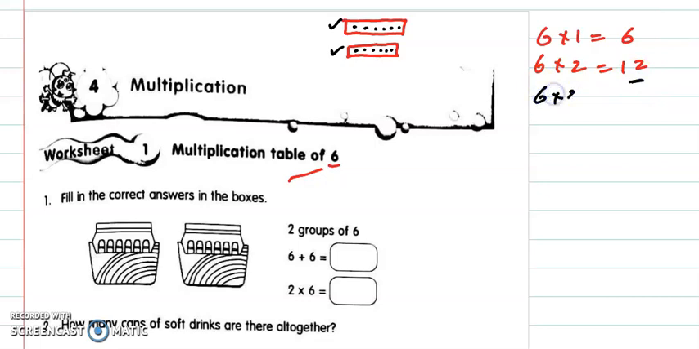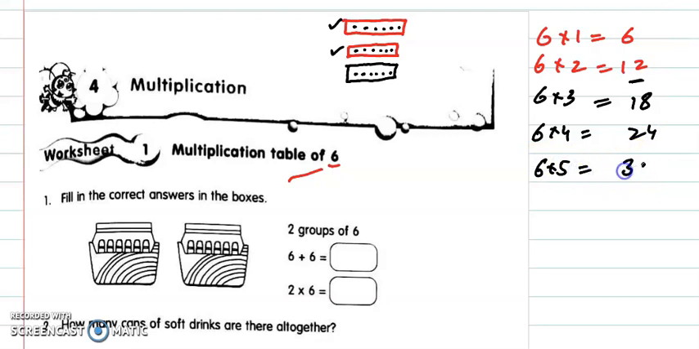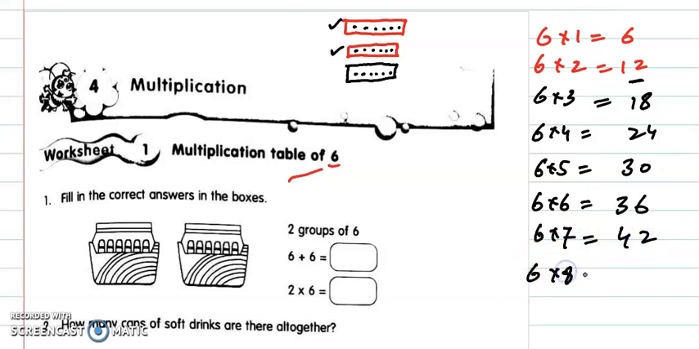If we count 6 times 3, it will be equal to 18. It means we have three groups and each group is having 6. 1, 2, 3, 4, 5 and 6. And 6 times 4 is 24. 6 times 5 is 30. 6 times 6 is 36. 6 times 7 gives 42. 6 times 8 is 48. 6 times 9 is 54 and 6 times 10 is 60.